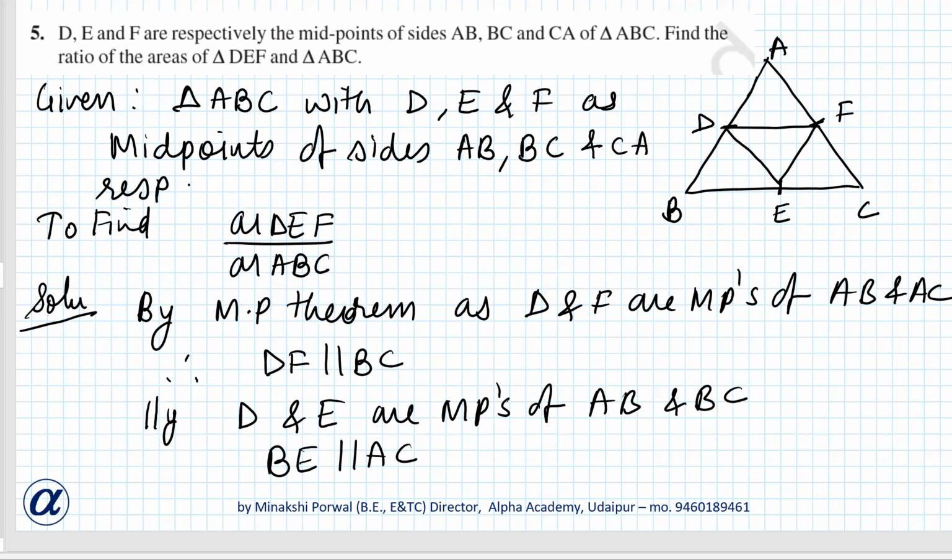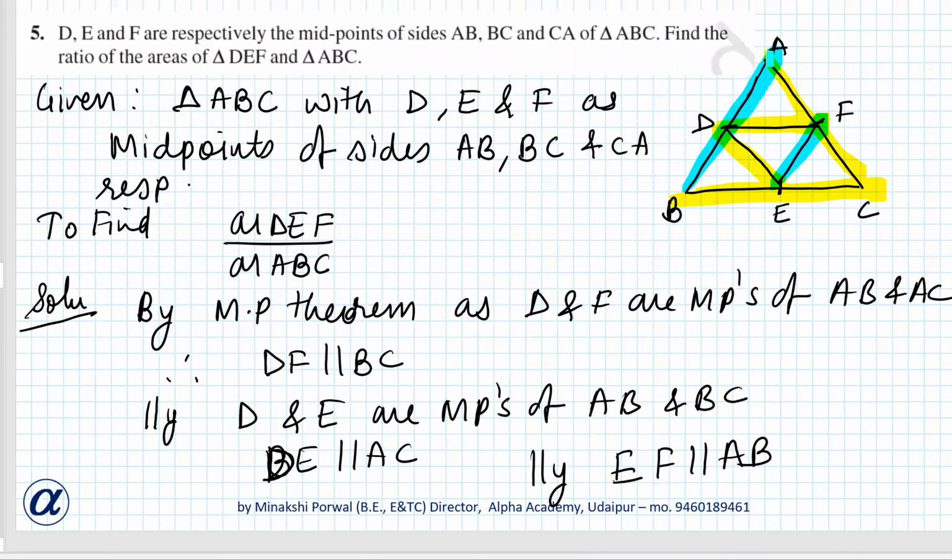Now DF is parallel to BC. DE is parallel to AC. Okay. Sorry, D and E, DE is parallel to AC. Okay. So if this and this side are parallel, and similarly, we can write EF. Similarly, EF is parallel to AB. Okay. So this and this side are also parallel.